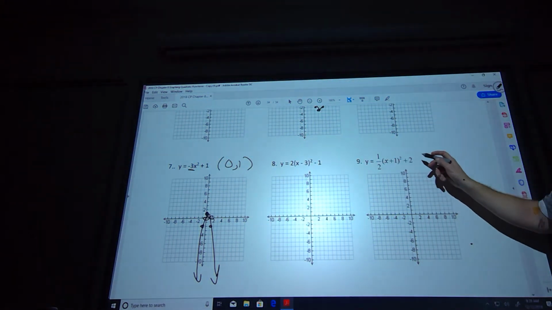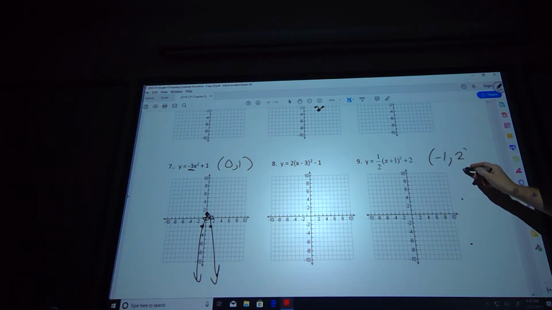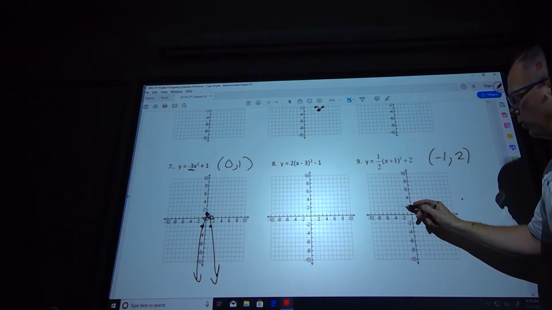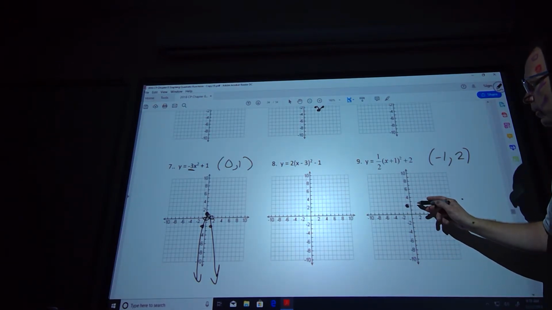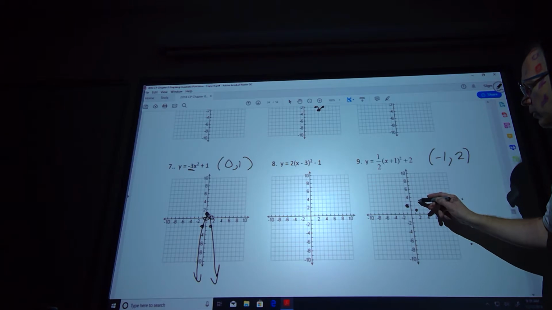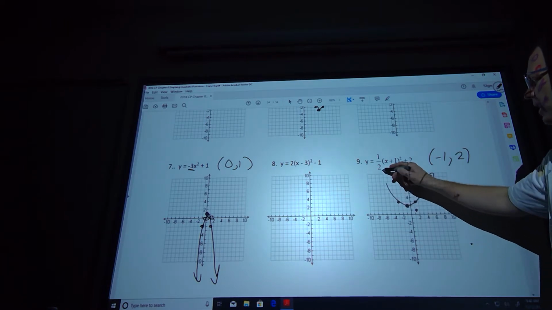This one is in vertex form, so I have opposite inside, same outside. So negative 1, 2. And then it's going to grow half as fast. So I'm actually going to go right 2, down 1. Or excuse me, right 2, up 1. I just flip the fraction over, and like that. And so we have this nice, fat, wide parabola.